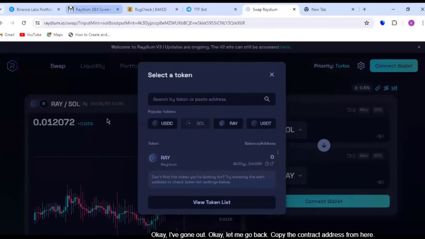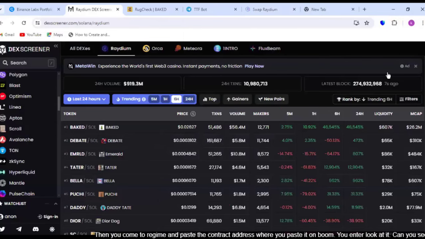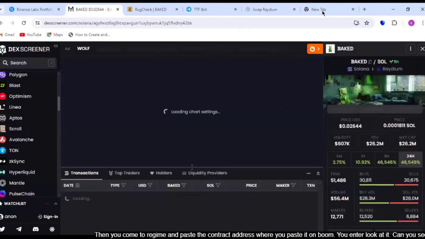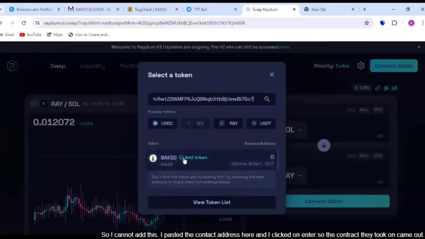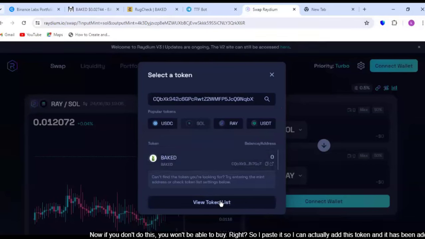Okay, I've gone out. Okay, let me go back. Copy the contract address from here. Then you come to Raydium and paste the contract address. When you paste it, and boom, you enter. Look at it. Can you see? I pasted the contract address here and I clicked enter. So the token came out. Now, if you don't do this, you won't be able to buy. So I paste it, so I can actually add this token, and it has been added.